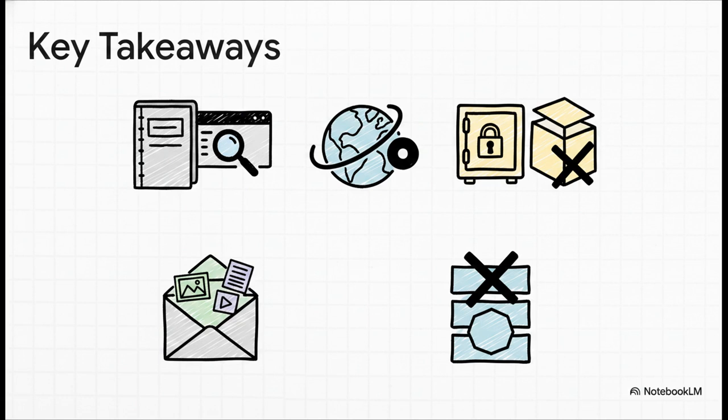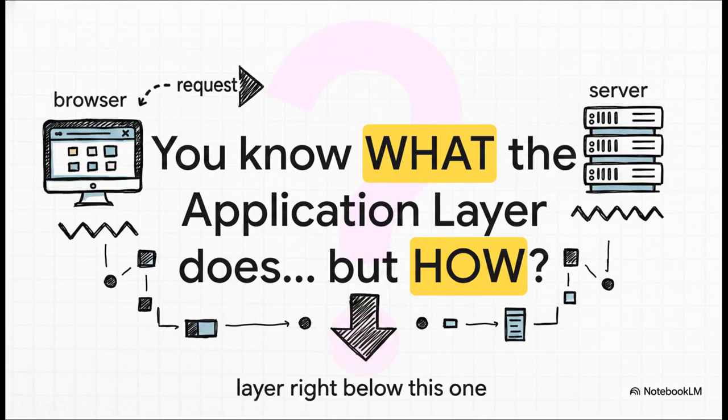And finally, a classic trick question. Remember that UDP is a transport layer protocol, not an application layer one. That's a huge distinction. So we've figured out what these applications do. But that leaves a pretty big question, right? How does a request from your browser actually get to the server reliably? How does the network manage all that data transfer? Well, that is the job of the layer right below this one.